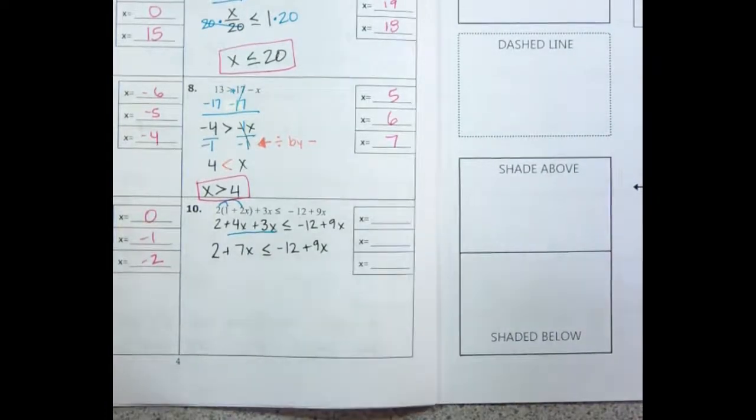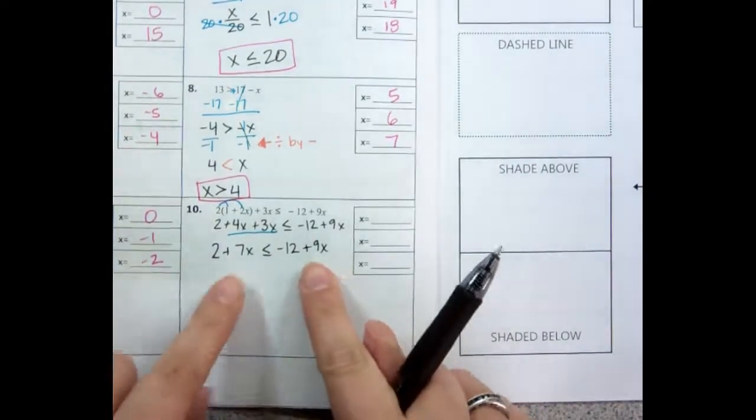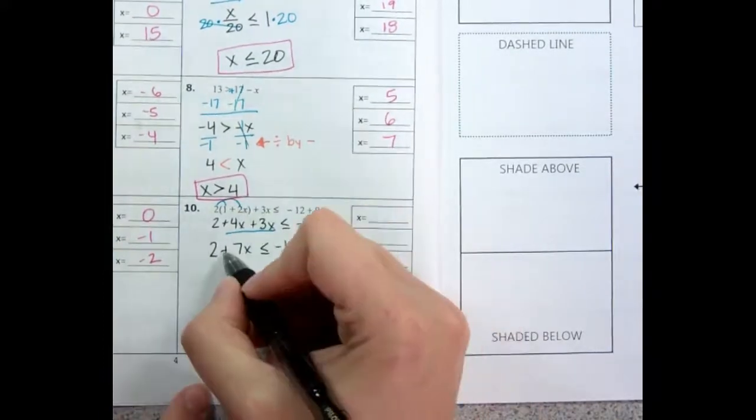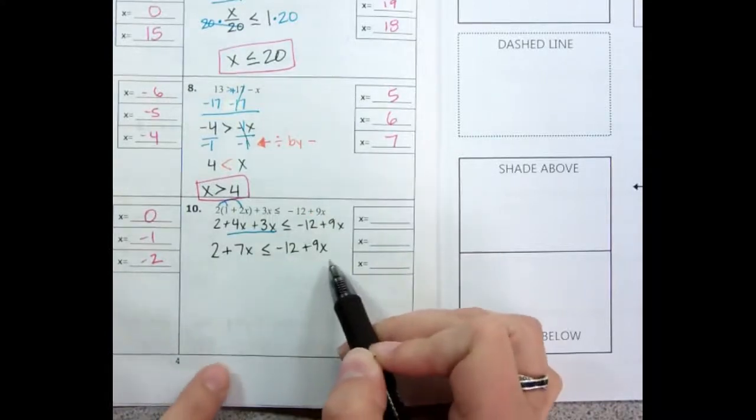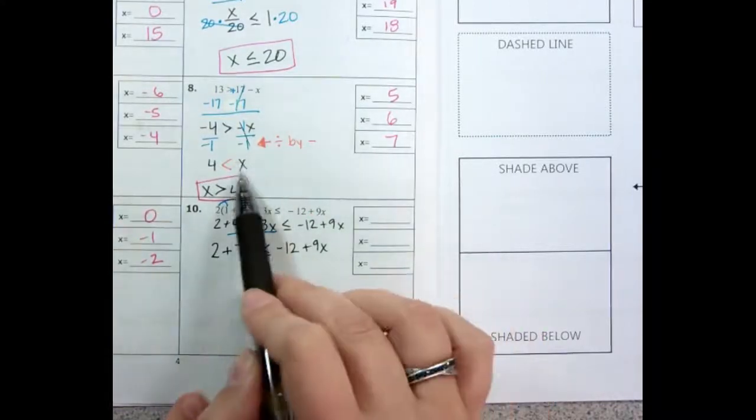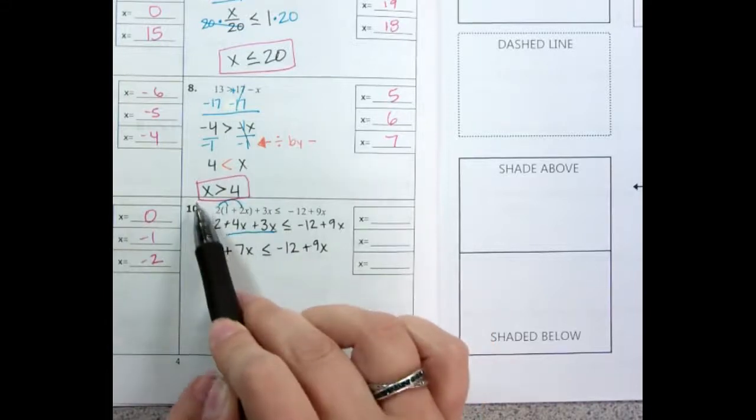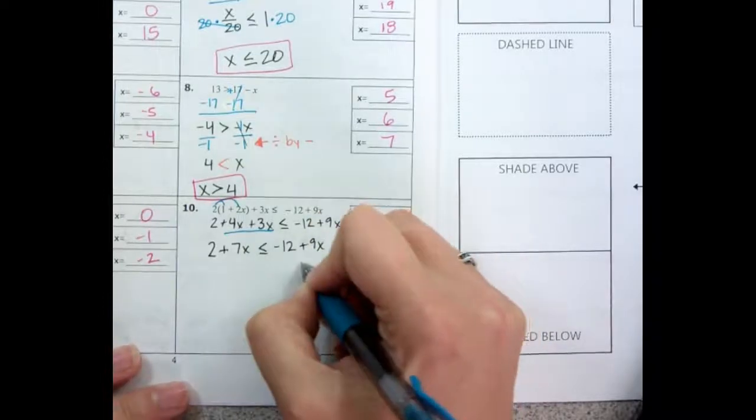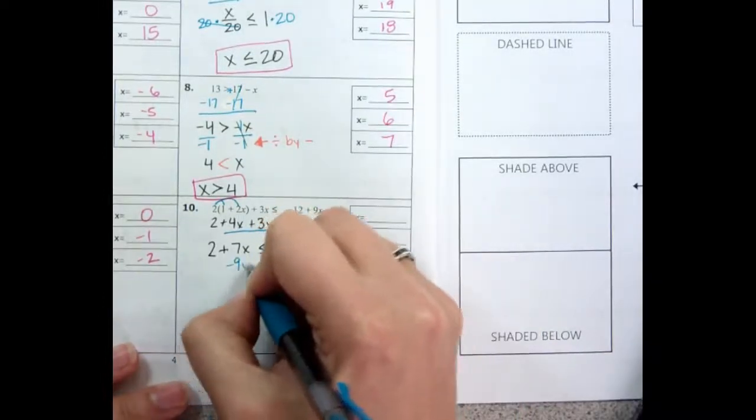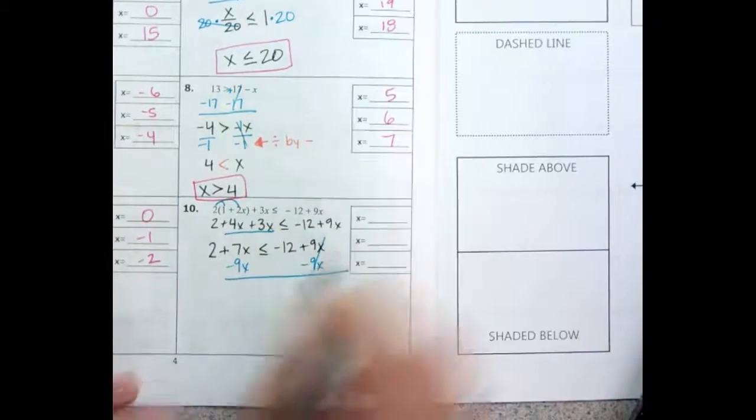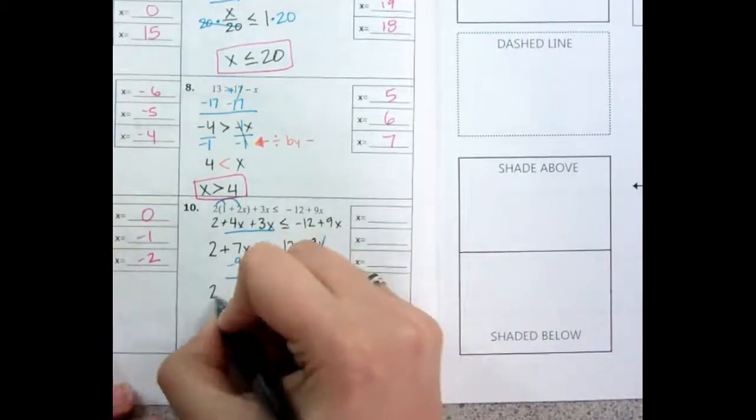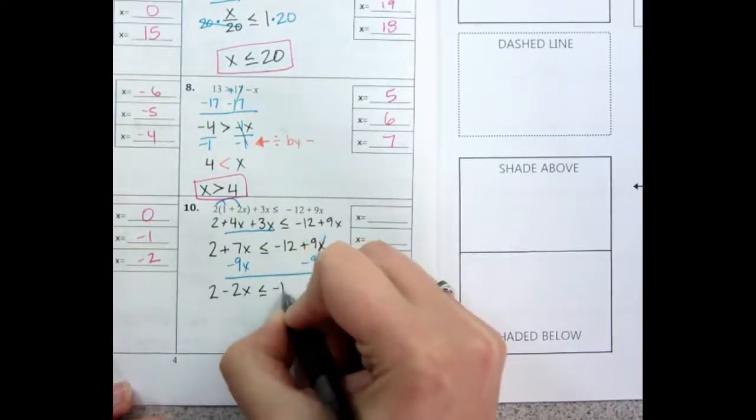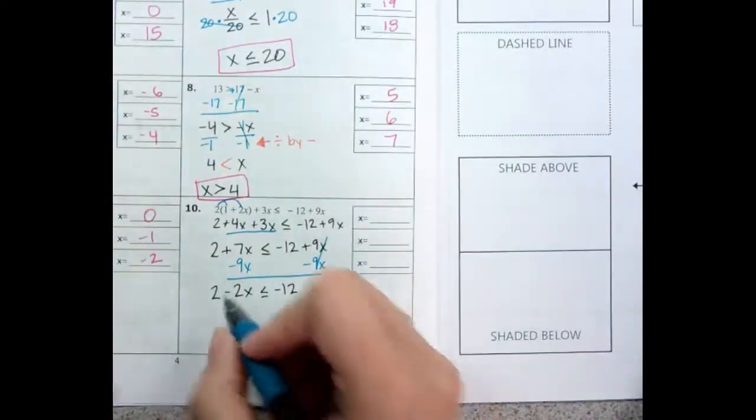Then I need to get all of my x's on the same side because I have some on the left and some on the right. So you have two options here. You can subtract the 7x, since this is a plus 7x, and move it over here. But then at the end, if we end up with it over there, we've got to switch it back. So I think it's easier to just always move it to the left when you have inequalities. So minus 9x, minus 9x. So 2, then 7 minus 9 is negative 2x is less than or equal to negative 12.